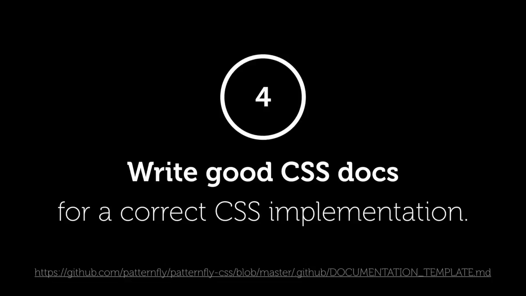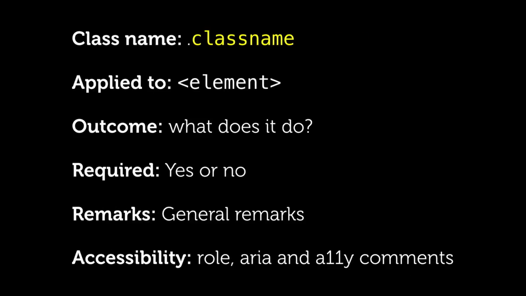Good development, of course, is document-driven development, and good CSS documentation is crucial to a correct implementation of your design system styles. And it should include at least all your class names, where you apply them, what is the outcome of that class, if they are required or not, and any general remark, and also, of course, accessibility remarks.